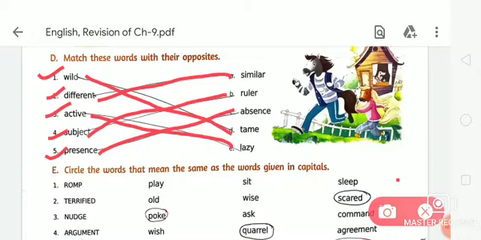Fourth is subject, so it will be ruler. Fifth is presence, so it will be absence. Okay students, just like this you have to complete exercise D.